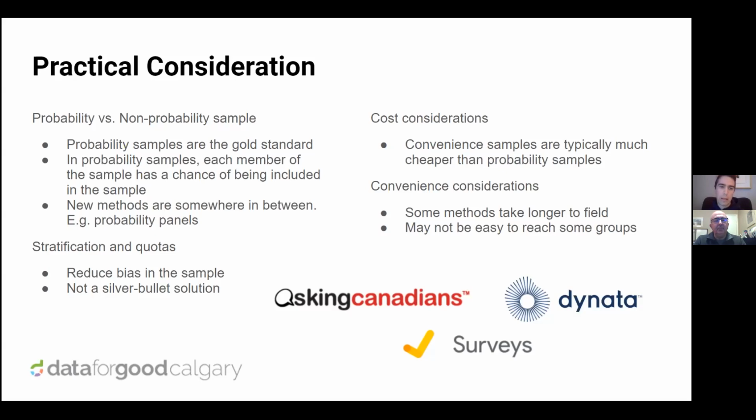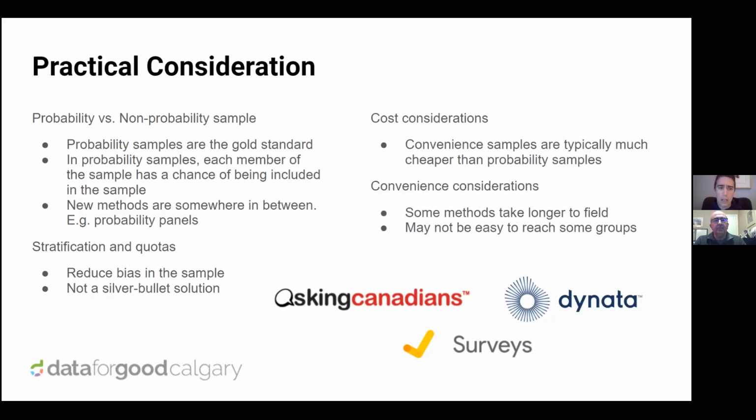And then there are newer methods that are somewhere in between, where you have a panel, which is a group of people that you can field surveys to, who have been recruited through a probability method. So it's like a halfway between. And this happens a lot.